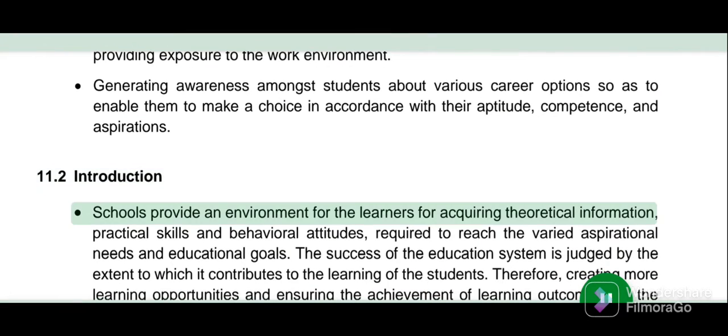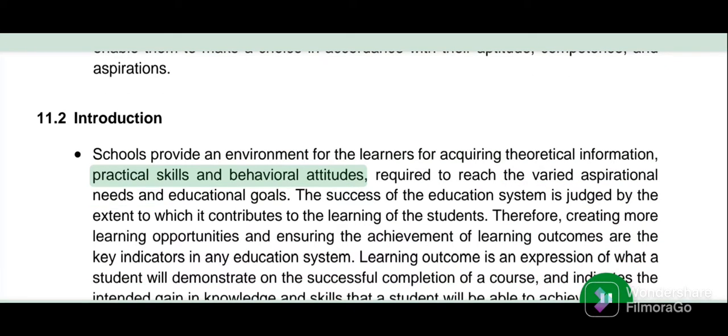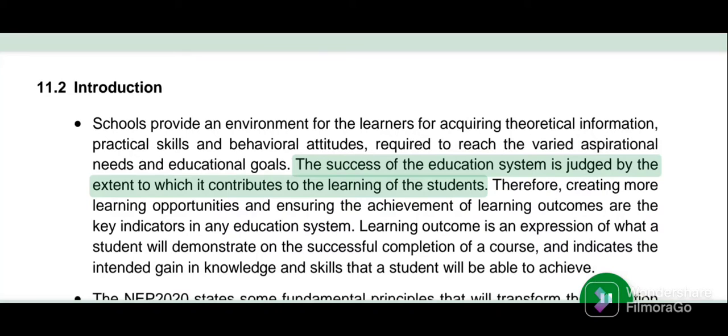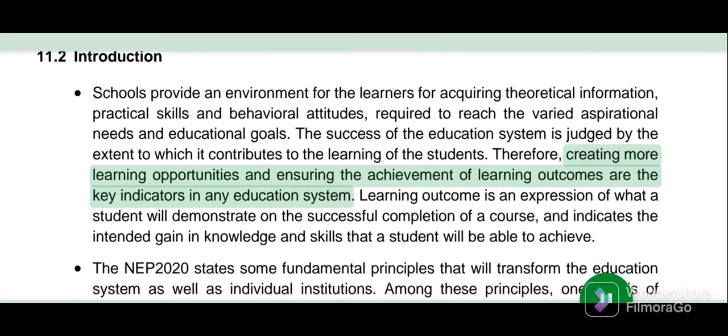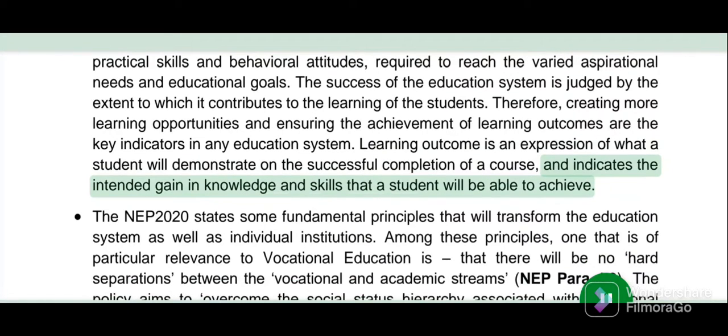11.2 Introduction. Schools provide an environment for the learners for acquiring theoretical information, practical skills and behavioral attitudes required to reach the varied aspirational needs and educational goals. The success of the education system is judged by the extent to which it contributes to the learning of the students. Therefore, creating more learning opportunities and ensuring the achievement of learning outcomes are the key indicators in any education system. Learning outcome is an expression of what a student will demonstrate on the successful completion of a course, and indicates the intended gain in knowledge and skills that a student will be able to achieve.